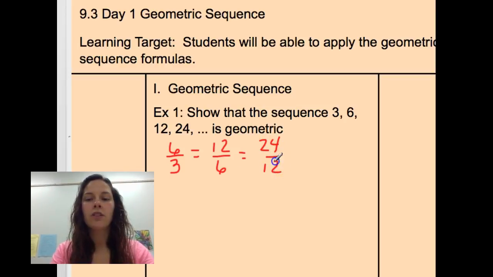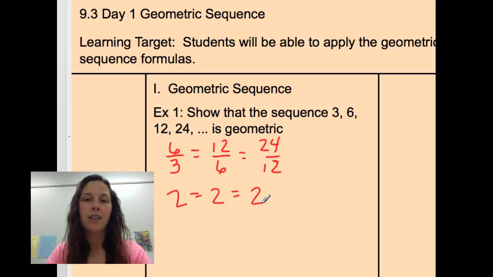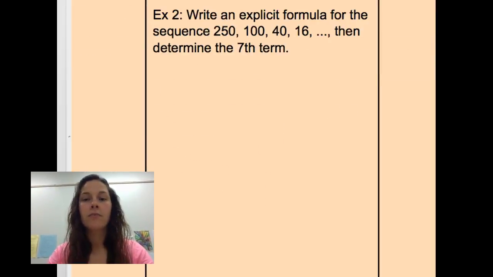Now this one's fairly straightforward. When we divide each of these, we get 2. So 2 is our common ratio, and because that ratio is equal, it is a geometric sequence. Next, we're going to take a look at that explicit formula.